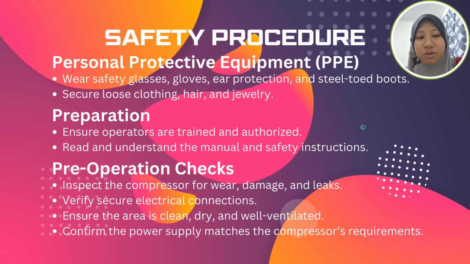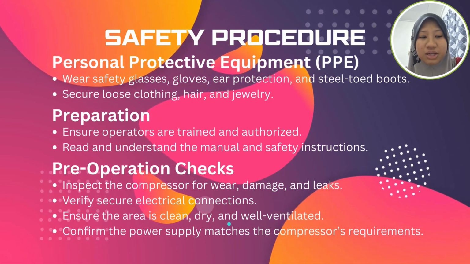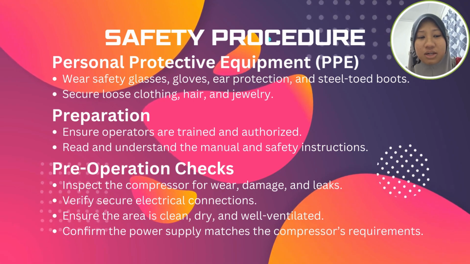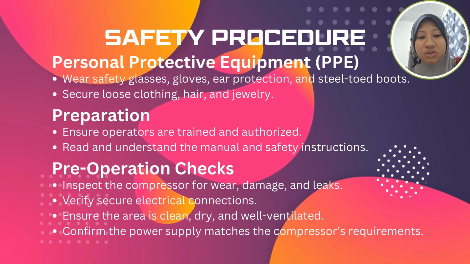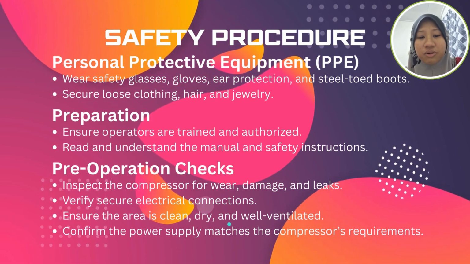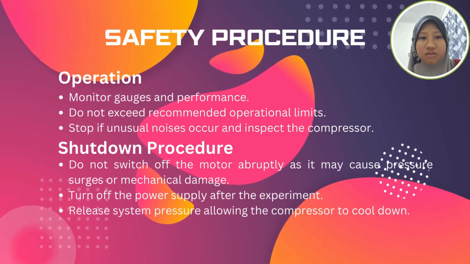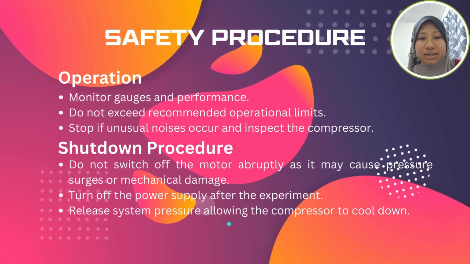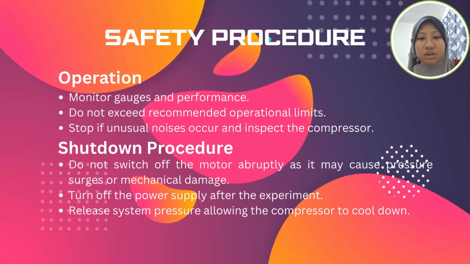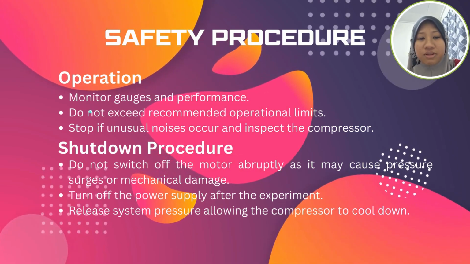Third, pre-operation check. Inspect the compressor for wear, damage, and leaks. Verify secure electrical connections. Ensure the area is dry, clean, and well ventilated. Confirm the power supply matches the compressor requirement. Fourth, operation. Monitor the gauge and performance. Do not exceed the recommended operational limit.